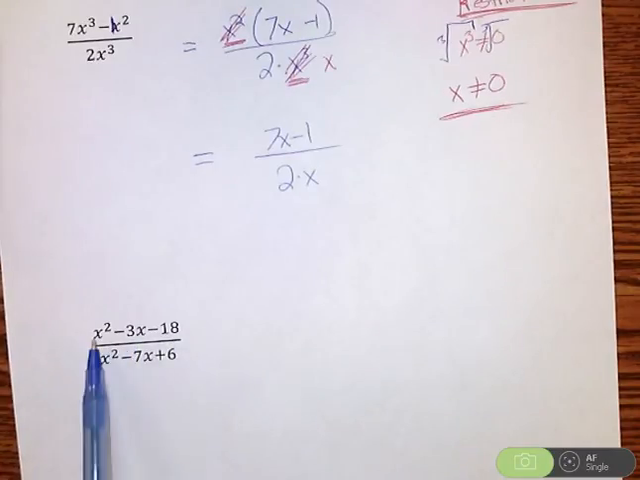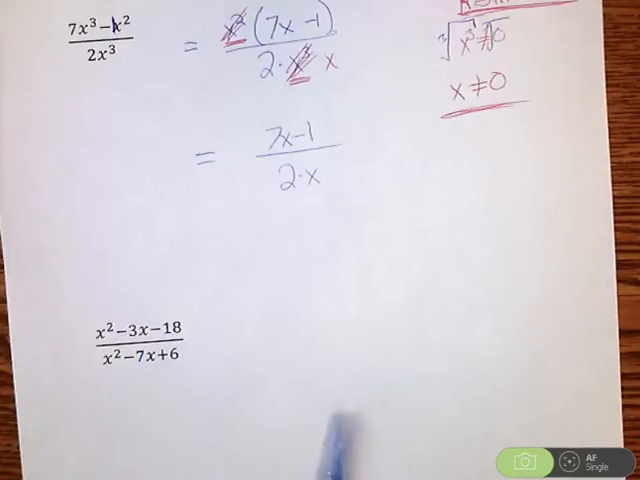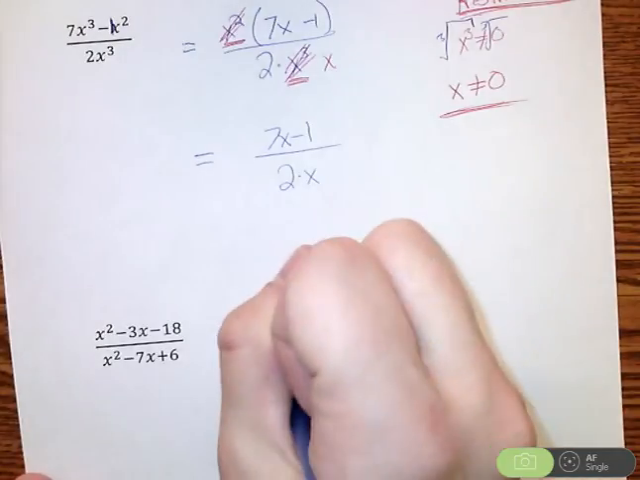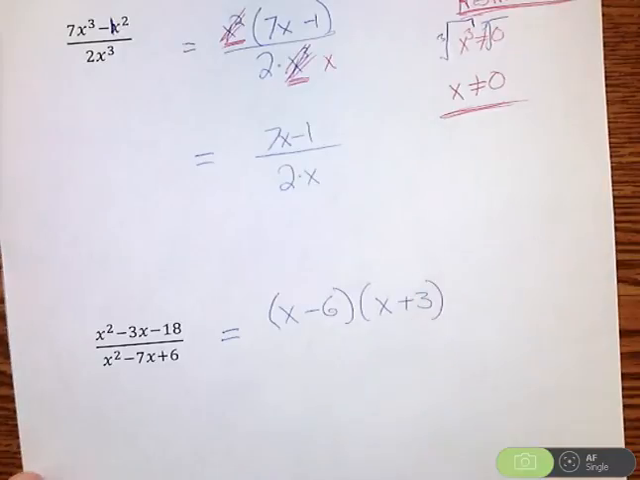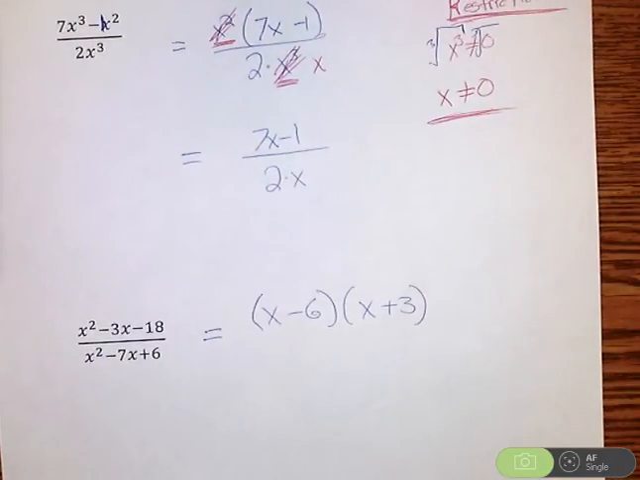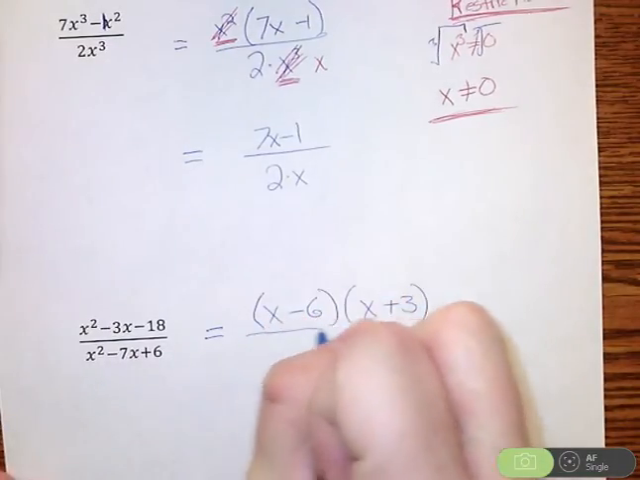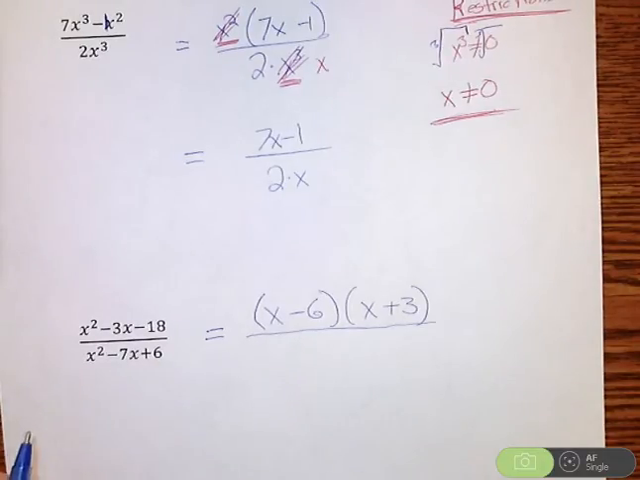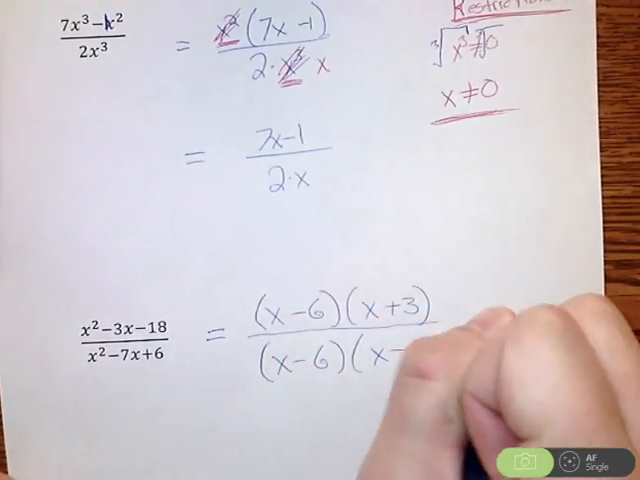I'm looking for two numbers. Since the leading coefficient is a 1, there's no GCF there. I'm looking for two numbers that multiply to negative 18 but add to negative 3. That's going to be negative 6 and positive 3. So I get x minus 6 and x plus 3 in the numerator. We're also going to factor the denominator. I need two numbers that multiply to 6 and add to negative 7. It's going to be negative 6 and negative 1.